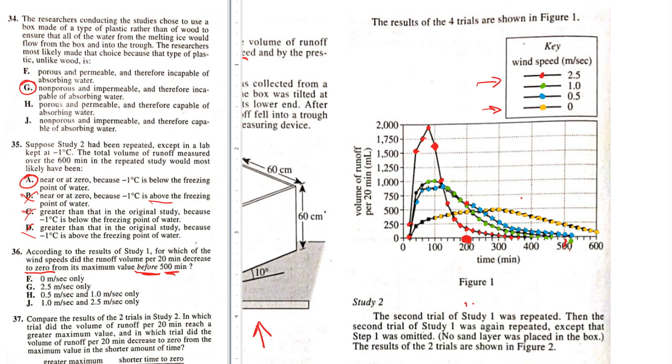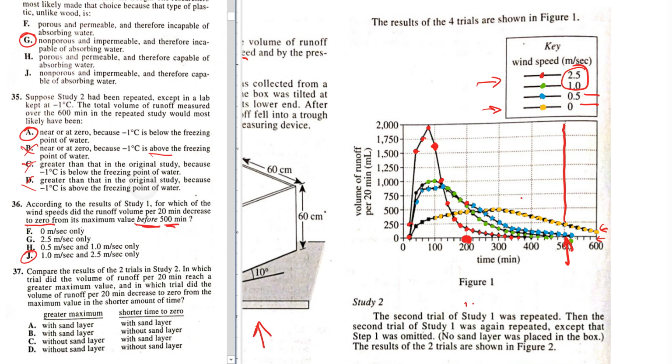So 500 is right here, so it's this line here. And it's asking which ones got to 0 before that. Well, you can see that the blue one and the yellow one carry on, right? The blue one and the yellow one are after that 500 point. So this one and this one, they didn't, so it's these two, 1 and 2.5, and we find that in answer choice J.